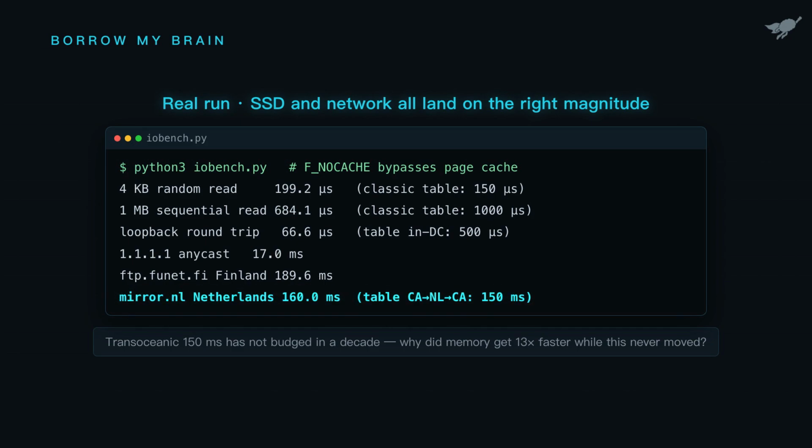A ping from California to a server in the Netherlands comes out at 160 milliseconds. And the table row, send packet California to Netherlands to California, says 150. Over a decade, and that number hasn't moved a hair. Why did the memory number change by a factor of 13 while the transoceanic number never moved? That question deserves its own layer.